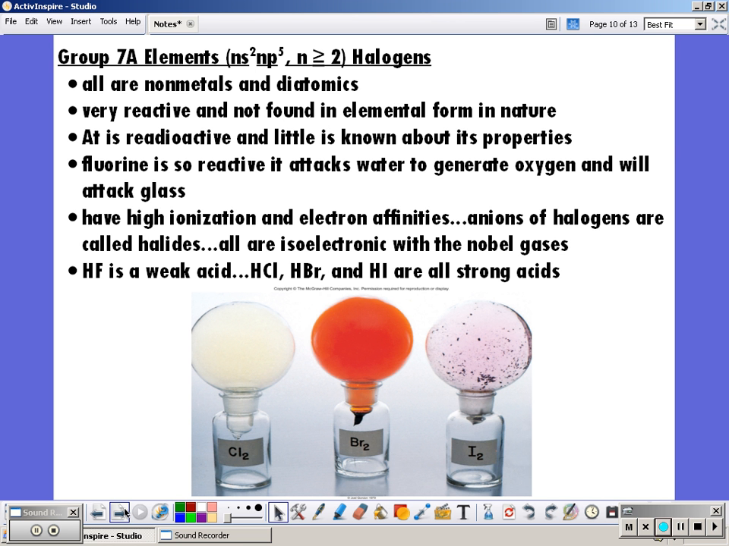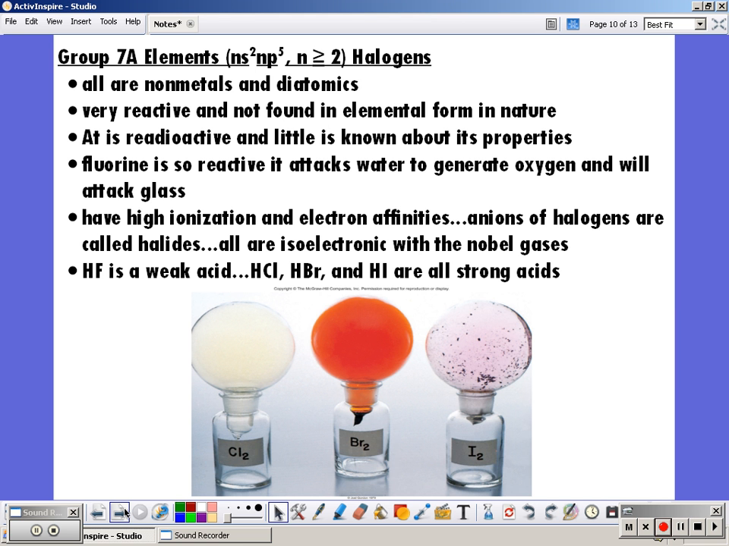nature. Fluorine is actually so reactive it will attack water and generate oxygen. It will also eat through glass or etch or mark glass. It will react with the elements in the glass. They tend to have high ionization energies and high electron affinities, so they're very reactive. We call the anions of halogens halides, and they're all isoelectronic with the noble gas that's sitting to the right.